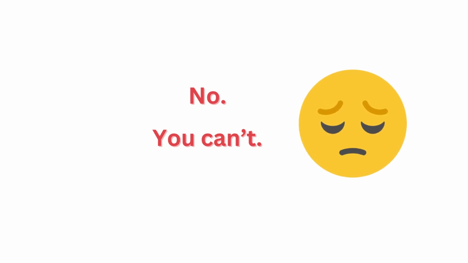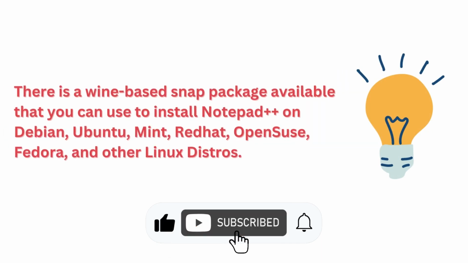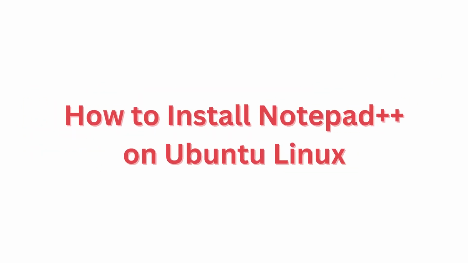Notepad++ is written in C++ and uses the native Windows API, which makes it faster than many other text editors, but it is a Windows-only application. But no worries, there is a snap package available that you can use to install Notepad++ on Linux. In this video, I will show you how to install Notepad++ on Ubuntu. This should work on other distros like Debian, Mint, Red Hat, OpenSUSE, Fedora, and other Linux distros that support Snap technology.